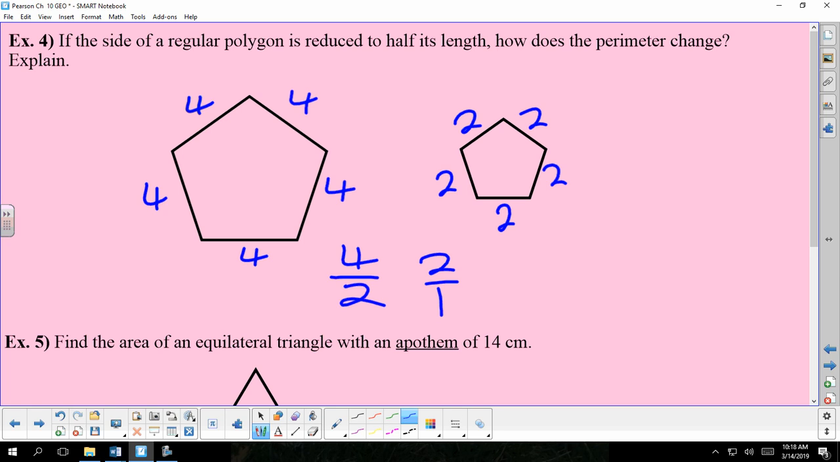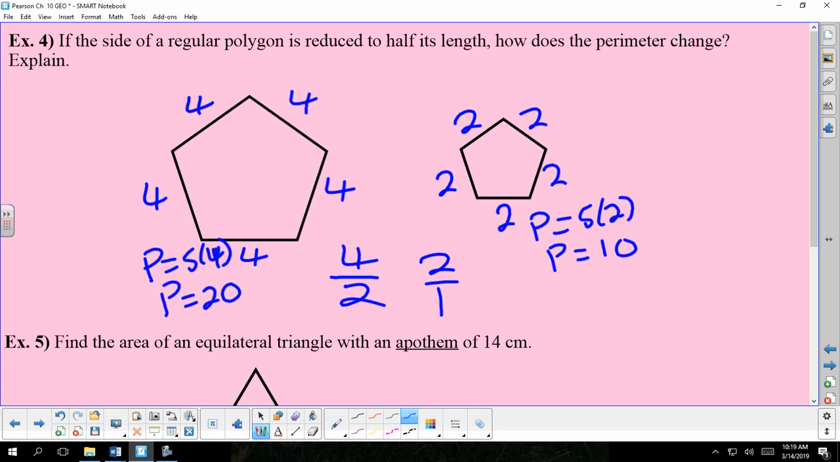Now let's see the ratio of the perimeters. This one has a perimeter of 5 times 4, or 20. This one has a perimeter of 5 times 2, or 10. So the ratio of the perimeters, 20 over 10. Also, 2 to 1. So just reinforcing what we looked at in 10.4, the ratio of corresponding sides of similar polygons is going to be the same as the ratio of their perimeters. And we know the ratio of the areas is that scale factor squared.